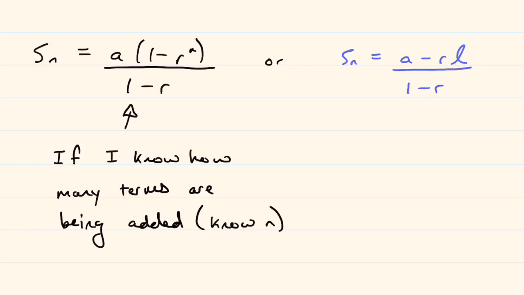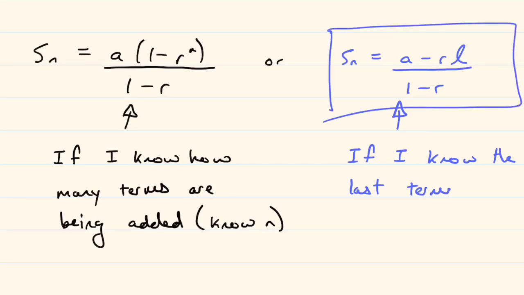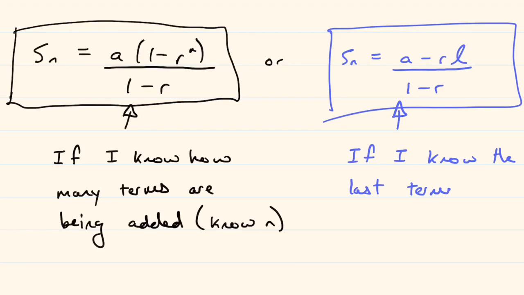The second formula, Sn equals a minus rl over 1 minus r, I use that if I don't know how many terms are being added up, but I know what the last term being added is. So if you know that last term, you don't need to know how many terms you're adding up, which is nice. If you did this before with arithmetic series, you always had to know how many terms are being added up. With geometric, you don't. We got one formula if you know how many terms, and one formula if you don't know how many terms.